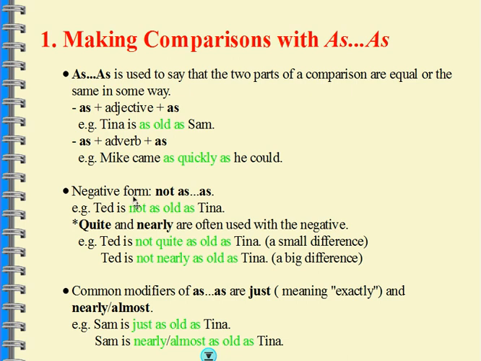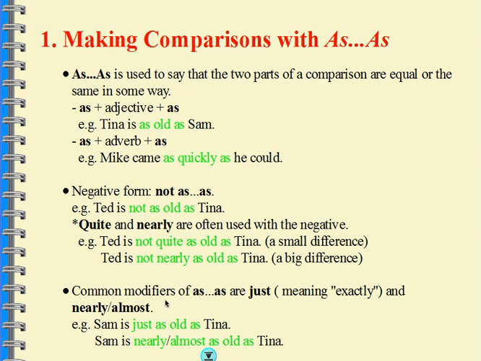Now the negative form of as is not as. Example, Ted is not as old as Tina. Quite and nearly are often used with the negative. Example, Ted is not quite as old as Tina to show a small difference. And Ted is not nearly as old as Tina to show a big difference.